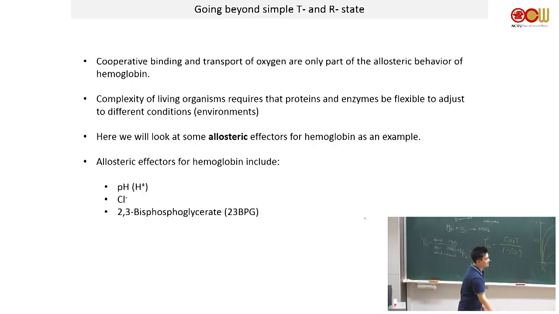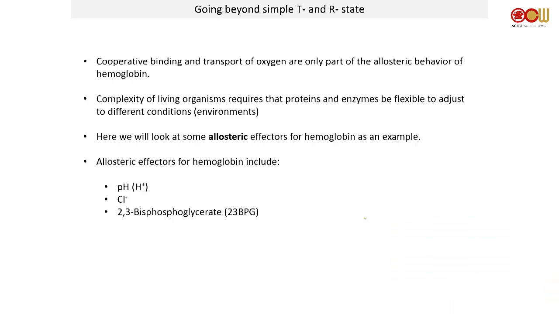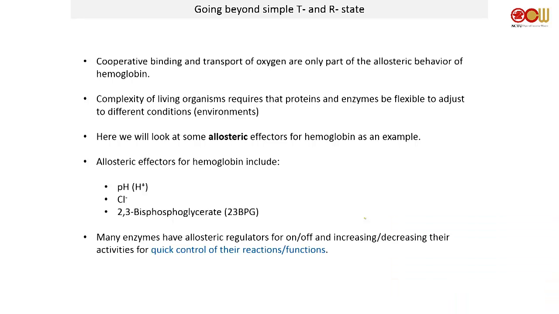Some of the examples include pH, simple as that. So protons are going to affect your O2 binding. You have chloride anion. You also have this little molecule called 2,3-bisphosphoglycerate, 2,3-BPG. So we've got some things going on. Now, many enzymes have allosteric regulators for on-off and increasing or decreasing their activities, for quick control of their reactions and functions, like what I mentioned earlier.